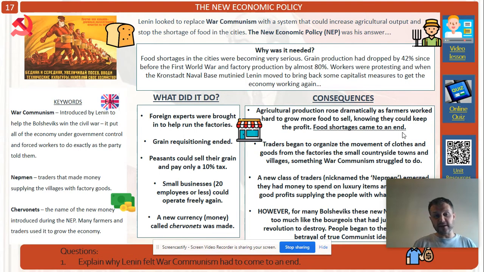And to underline all this and to support it, they introduced a new currency. I don't know how you pronounce it. Chervonets. Let's go for that, right?